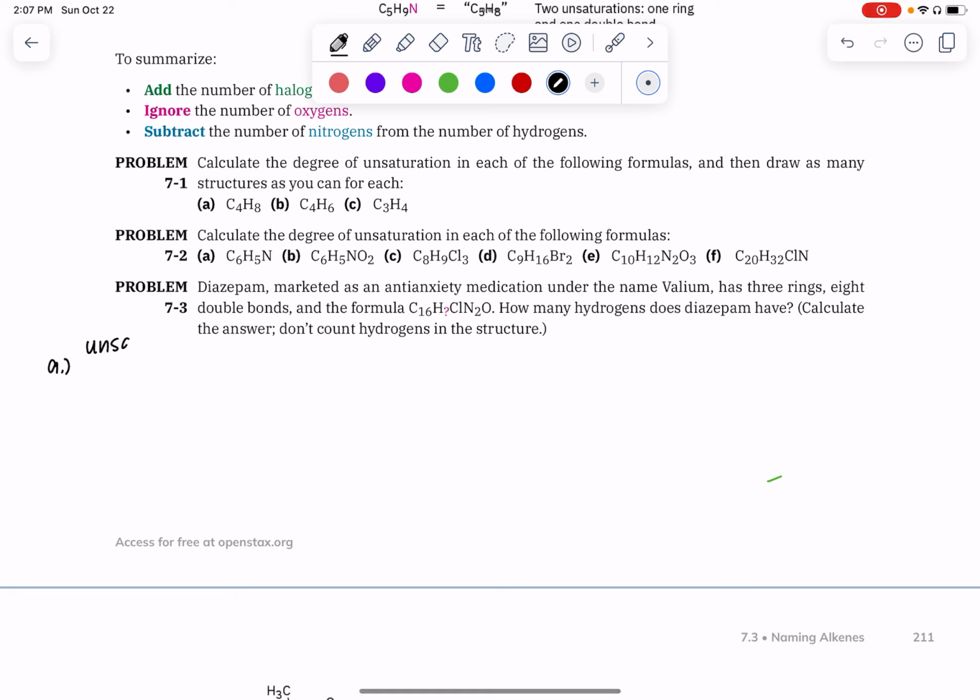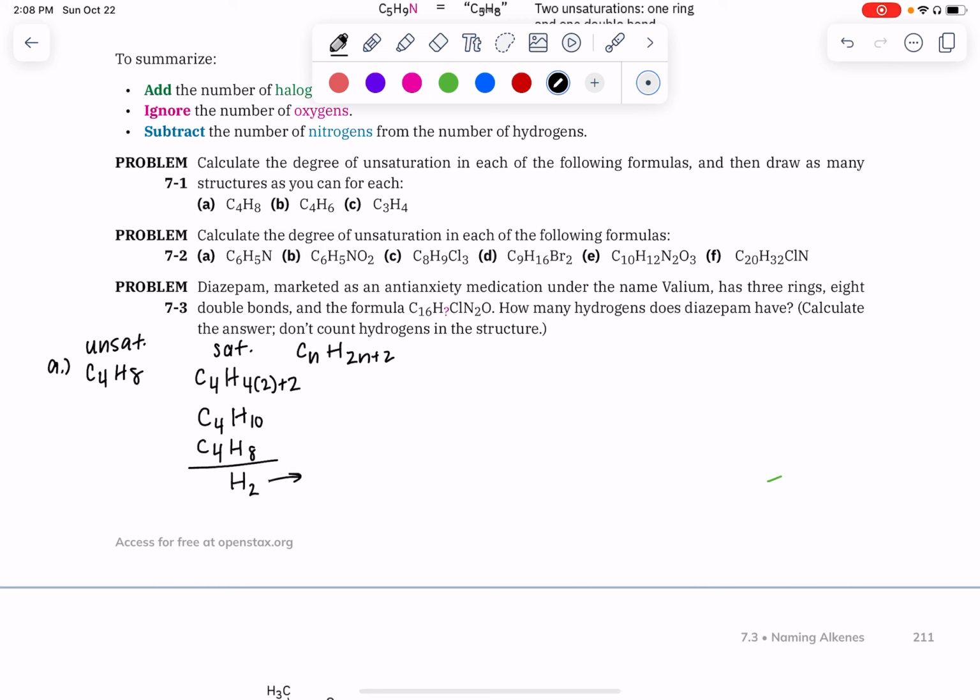Well, if we have an unsaturated C4H8, then we can figure out our saturated with the formula that we know, which is CnH2n plus 2. In this case, our n is 4 because of the C4. So C4H(4 times 2 plus 2) gives us C4H10. And we can subtract C4H8 from C4H10. That gives us H2.